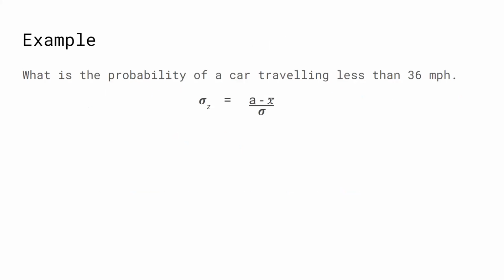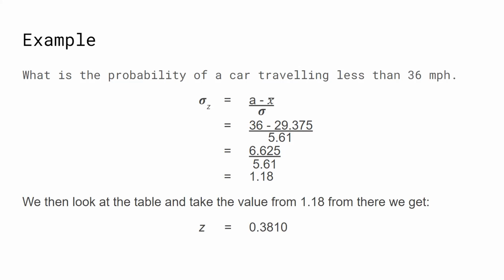So let's work through an example. What is the probability of a car traveling less than 36 miles an hour, given the data that I've already had and used in the last statistics video? So sigma z is equal to a minus x bar divided by sigma. We're going to substitute in the numbers. So 36 miles an hour becomes my a. 29.375 miles an hour is my mean, and 5.61 miles an hour is my standard deviation. Let's solve the top, then divide. So that's the point I need to look at to get the probability.